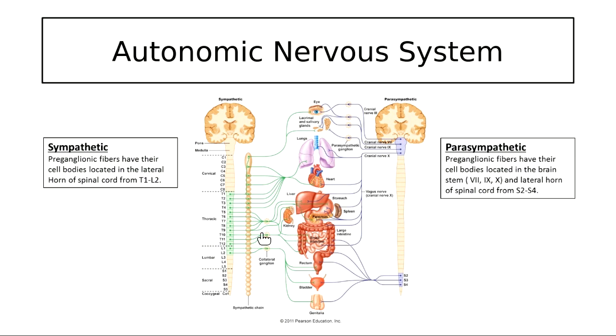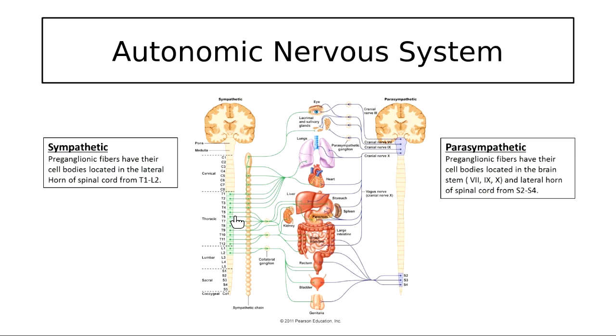Some of the transmitter substances that are in there: acetylcholine is quickly inactivated by acetylcholinesterase in the synaptic cleft. We've talked about that. Norepinephrine is slowly inactivated due to the fact that it is released into the bloodstream and goes systemic. Because of this, the effects of the sympathetic system last a lot longer.